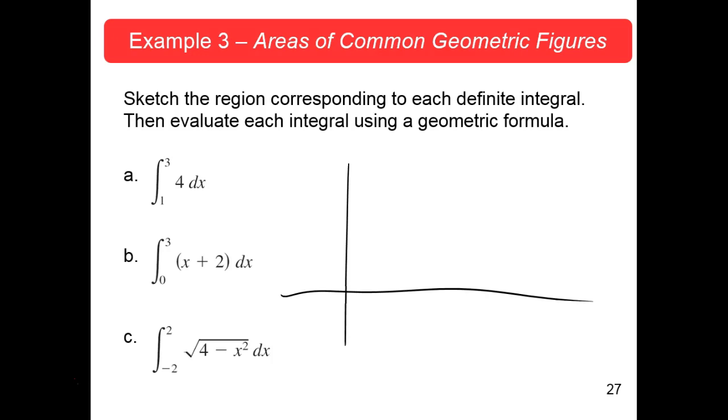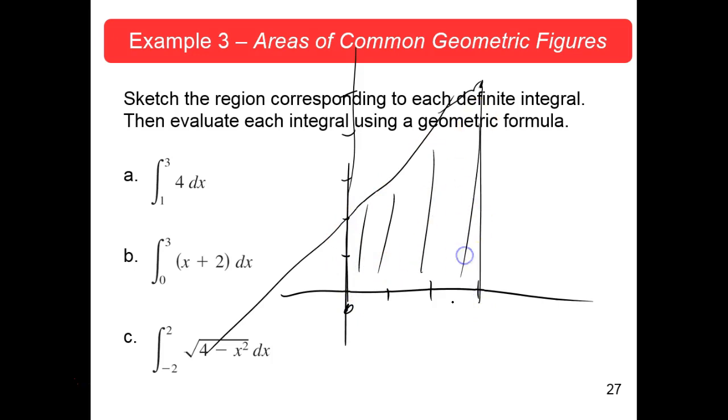X plus 2. What's the y-intercept? 2. What's the slope? 1. Okay. So it'd be going something about like this. And we're going from 0 to 1, 2, 3. Somewhere up here that would be 3, 4, 5. Okay? So that would be this area right here.